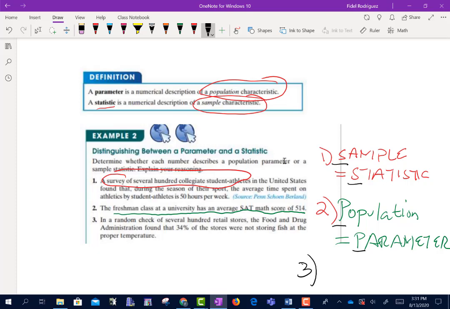Now, number three says, in a random check of several hundred retail stores, the Food and Drug Administration found that 34% of the stores were not storing fish at the proper temperature. Okay, did they survey all the retail stores? No. They did survey several hundred of them, though. So again, this is a sample, which means this is going to be a statistic, okay?